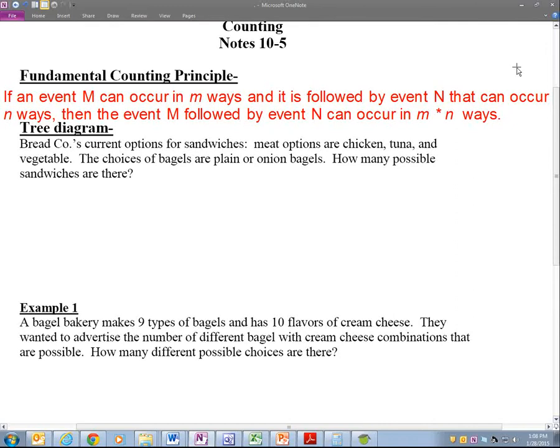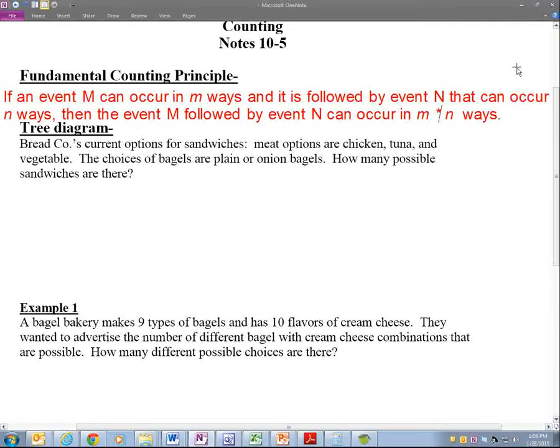So section 10.5, counting notes. You'll notice that there's a 2 in the upper right corner because this will be the second set of notes that you'll be doing. You can hold on to that, Katie, until tomorrow so you can copy those down tonight.